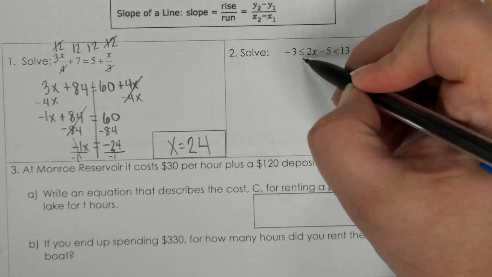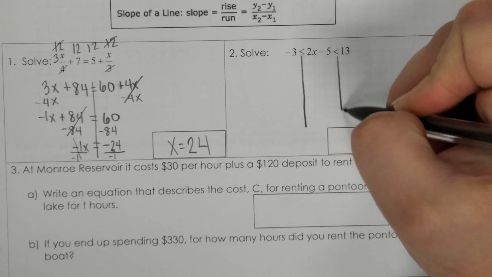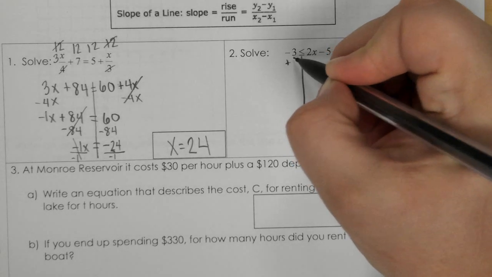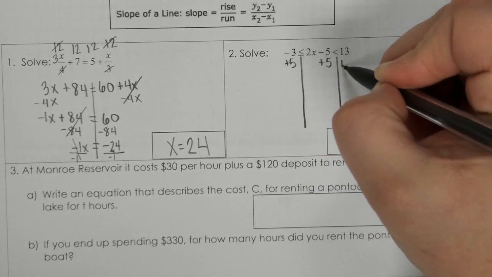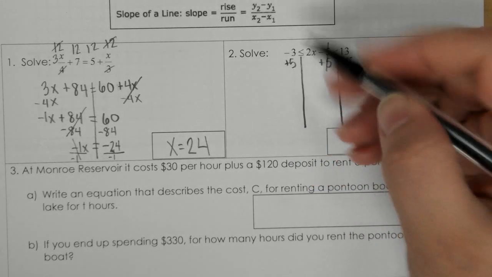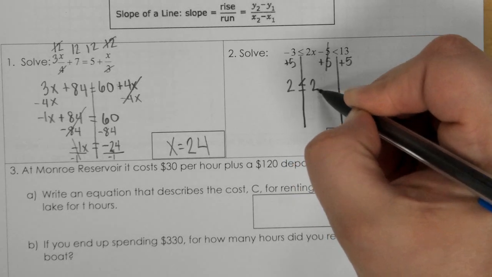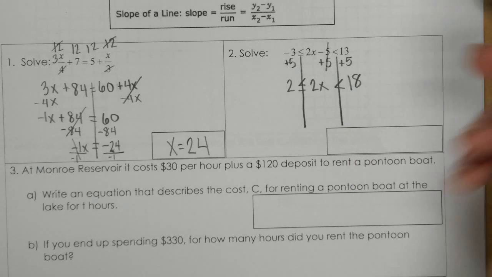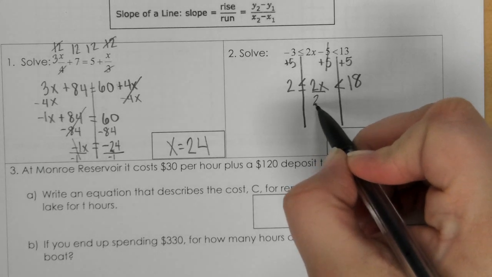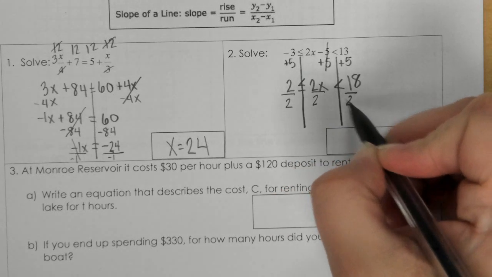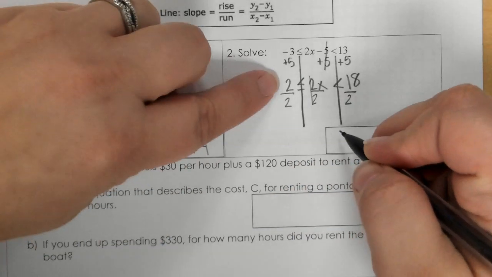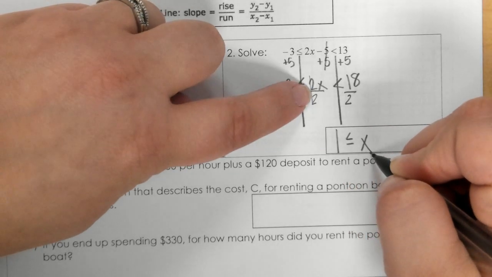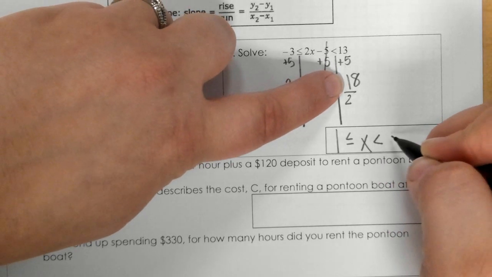In number 2, we have a compound and problem. And so our goal is to get x in the middle by itself. So we're going to add 5 to each section. This gives us 2 less than or equal to 2x less than 18. Lastly, to get the x by itself, you want to divide by 2. And we would get 2 divided by 2 is 1. Bring down your less than or equal to x, and then less than, and we divide that, we would get 9.